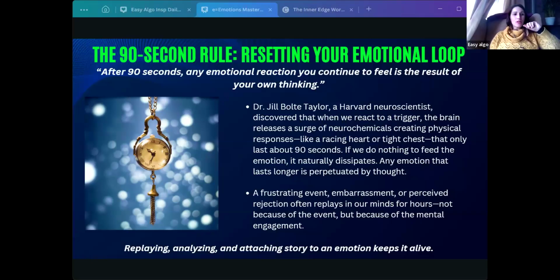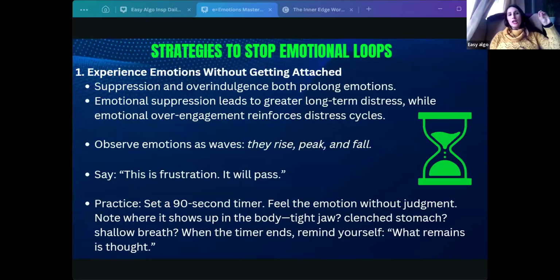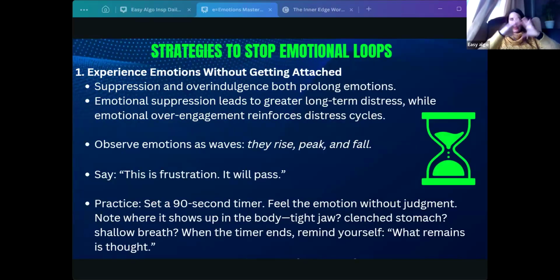Okay. So we're going to look at just 3 little tools, essentially, with that 90 seconds idea in mind. And then we're going to actually go into some of the main emotions and look at some strategies there. Everyone still with me?